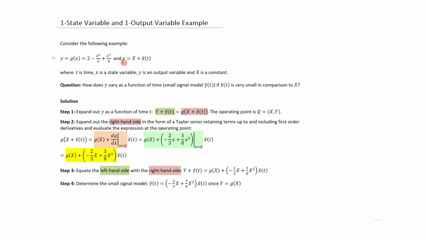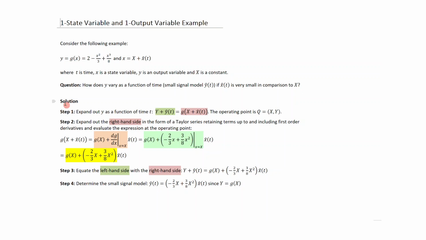And we're going to replace x by the equilibrium value plus a perturbed value about the operating point, which is a small change with respect to time in the value of x. Here again, t is time, x is a state variable, y is an output variable, and capital X is a constant. So the question is, how does y vary as a function of time? That means finding the small signal y hat of t, if x hat of t is very small in comparison to capital X. So we have 4 steps to consider.